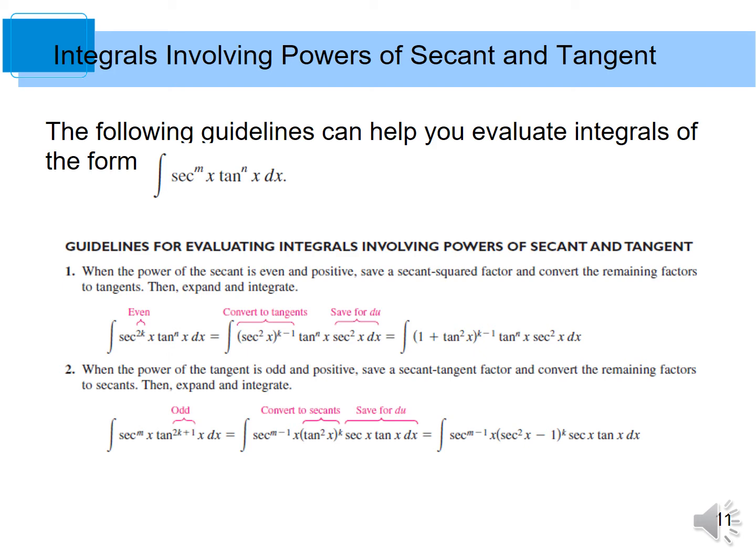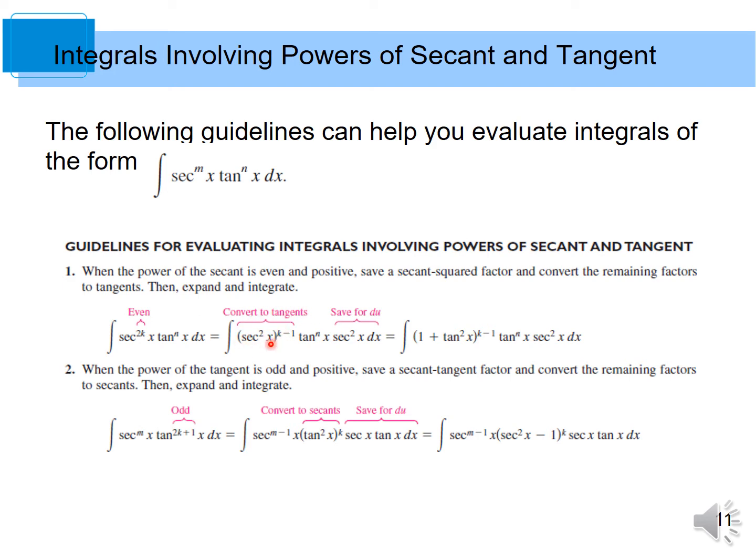So this is a guideline of the second objective, where we have a form of secant times tangent. First, when the power of the secant is even and positive, so the order of the secant is even and positive, save a secant square factor and convert the remaining factors to tangent. Then expand and integrate.